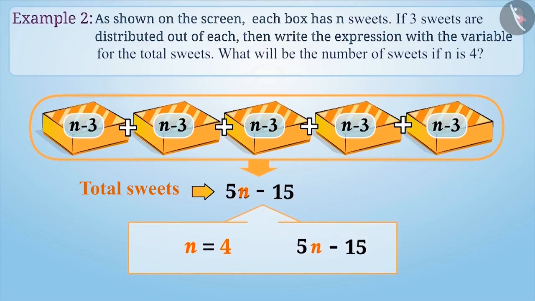Here, the value of n is given as 4. If the value of a variable is given, then while substituting this number in the expression, we must multiply it with the number before the variable. Therefore, 4 will be multiplied by 5. The product is 20 and 20 minus 15 will be 5. Hence, when n is equal to 4, then the number of remaining sweets will be 5.